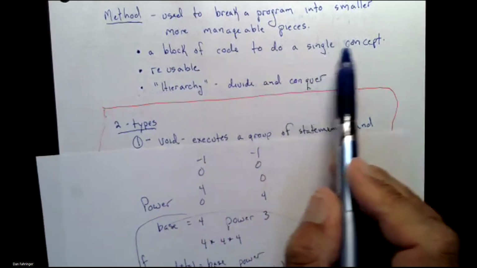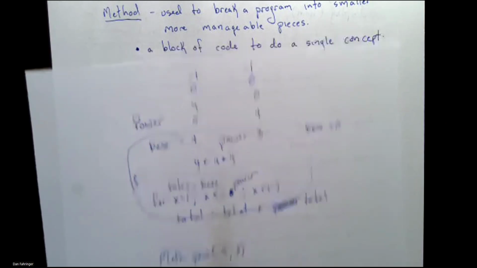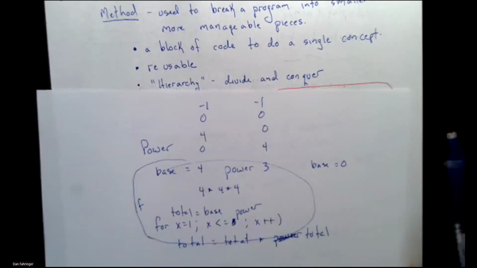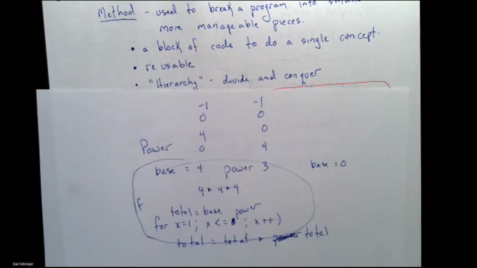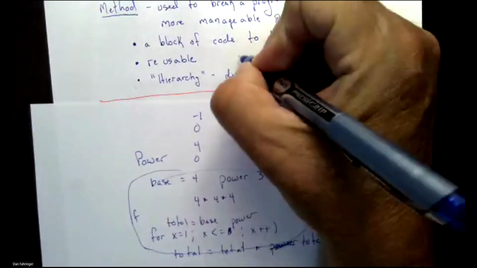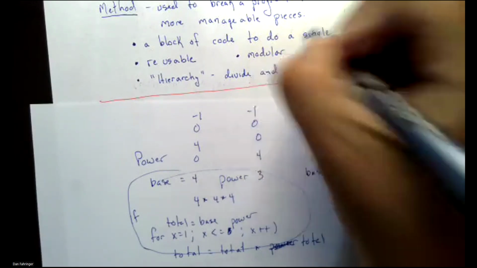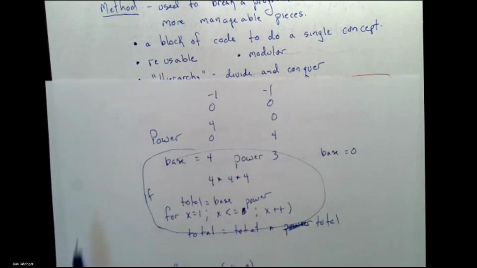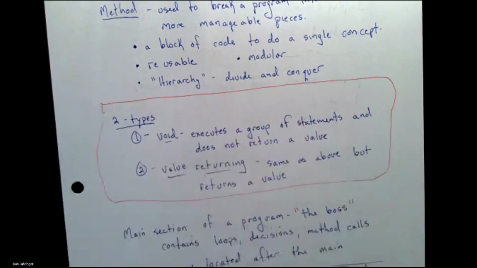It does a single concept. It creates this power. And it's something called modular, right? This is a block and it's a module sitting here. If we had another one, it would be a block and a module sitting here. So I could throw this word in here if I wanted: modular. So this is what we're going to start doing. We're going to start taking a program and we're going to break it down into pieces. These pieces are methods.